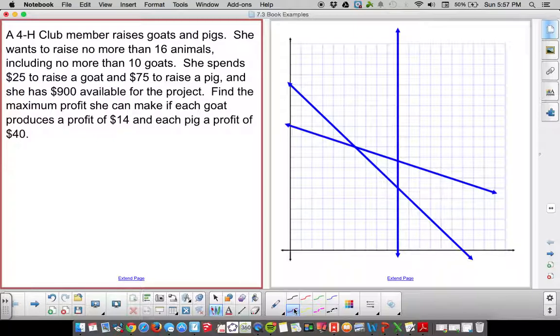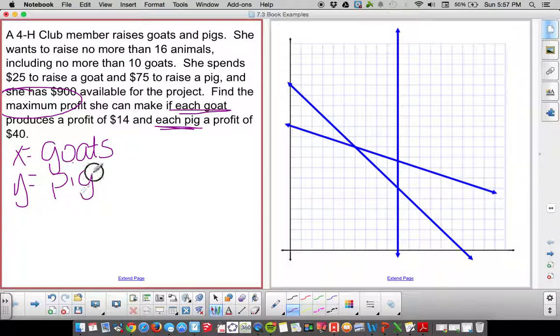Well, first, before we start writing the equations, we need to look at what we're trying to do and what we're trying to solve for. So here we're trying to maximize profit for each goat and each pig. That tells me that I want to let X equal the number of goats and let Y equal the number of pigs. Now I could have easily chosen Y to be goats and X to be pigs. Just for the sake of consistency with the book, I went ahead and chose X to be goats.